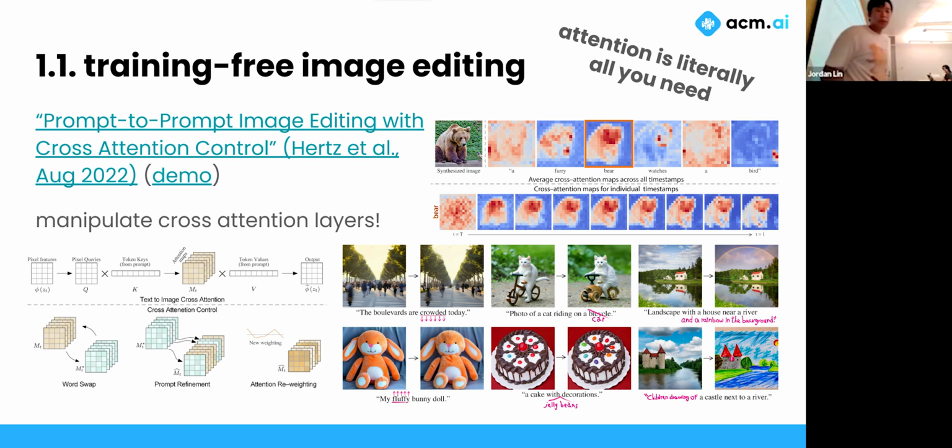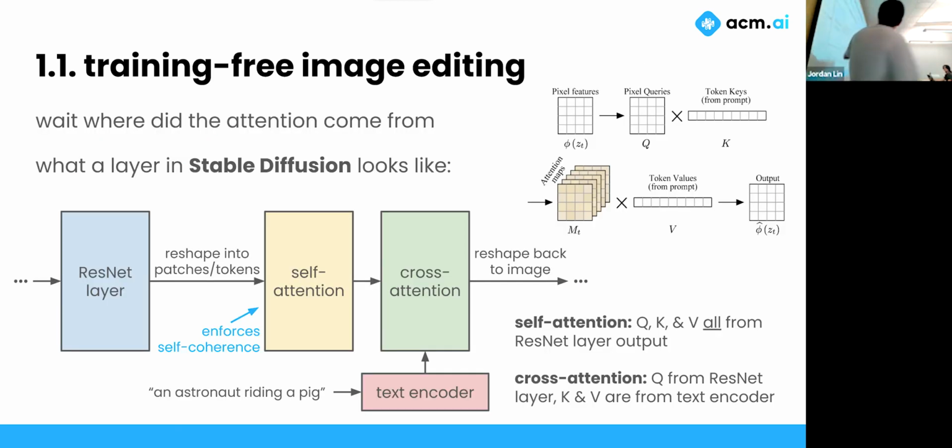So, just to refresh on where the attention came from, a layer in Stable Diffusion usually looks like this. You have some ResNet layer, right? You have two convolutions with a skip. Then you reshape this layer into patches or tokens, and you first pass that through self-attention.